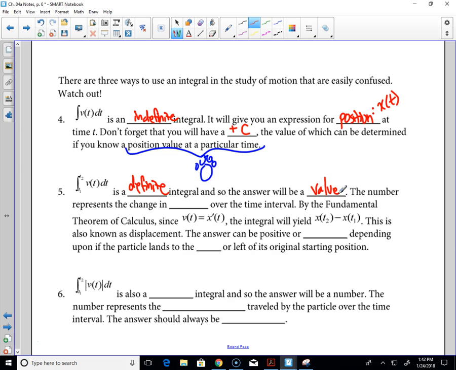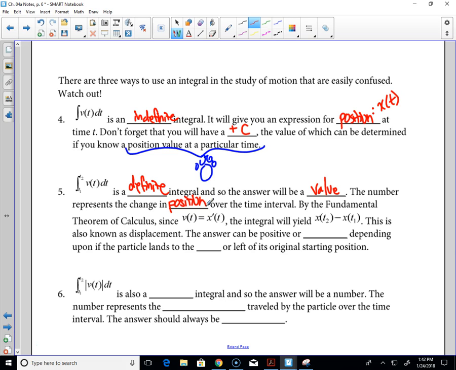So, it represents the change in, how would you answer it? Position. Wait, the change in position. There's a snazzy physics term for the change in position, the final minus the initial, where you ended minus where you began. What's that snazzy physics term? Displacement. And isn't displacement just x of t2 minus x of t1?